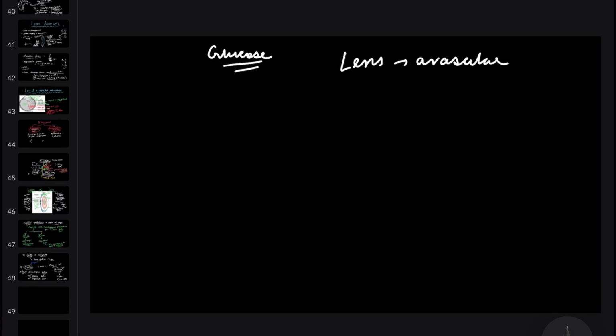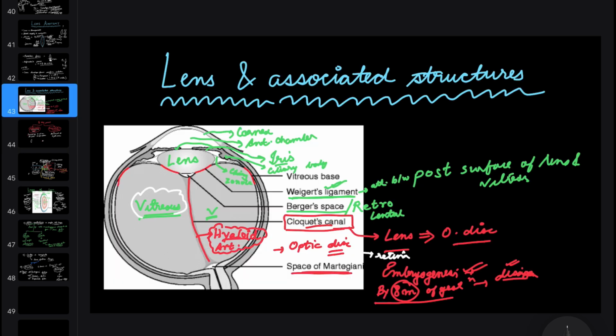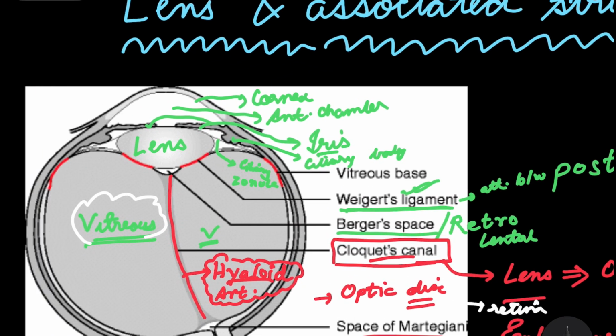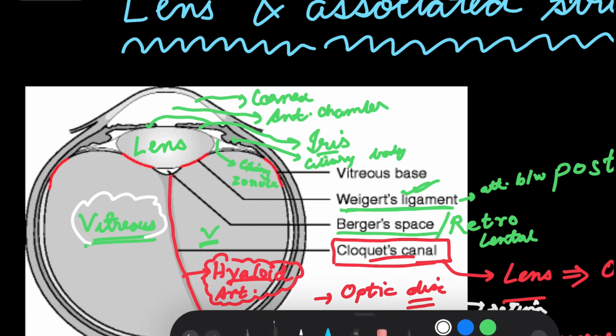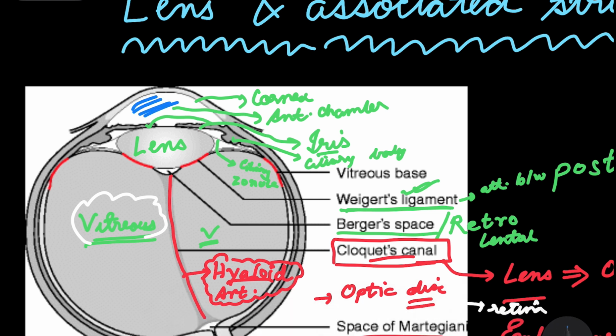No. Lens is avascular. We already know this. So that means blood cannot be the way that you transport glucose to the lens. What else is there around the lens? If I go back to one of my previous slides, see in front of the lens over here, this is white, this entire thing. What is this? This is the aqueous chamber. This is actually the anterior chamber, and that contains aqueous.